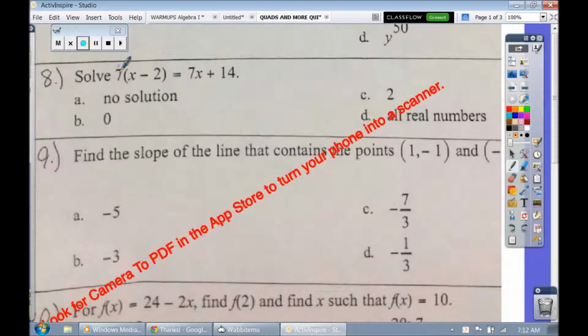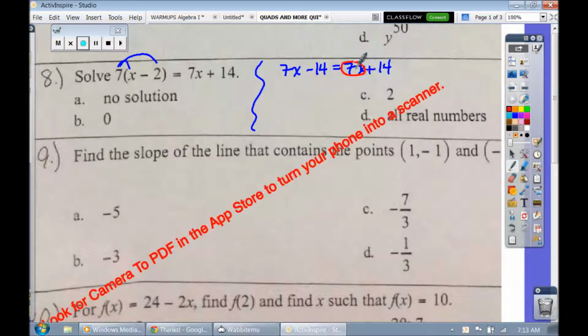Okay, so start distributing 7 times x. It's going to be 7x, and then you have to do 7 times negative 2 is negative 14. Rewrite the other side of the equation. And so now what we want to do is put the x's together.